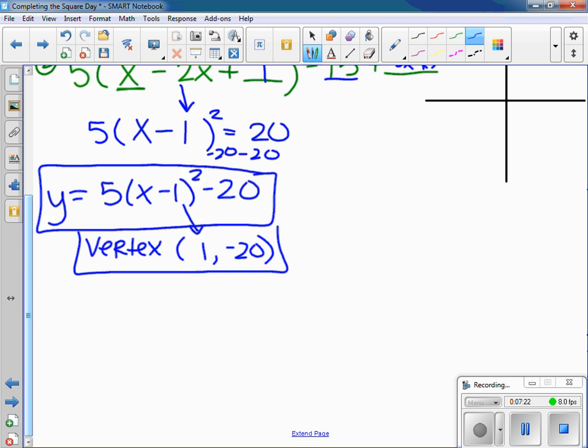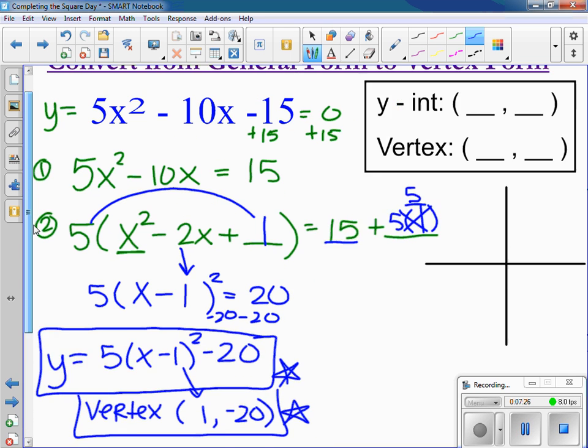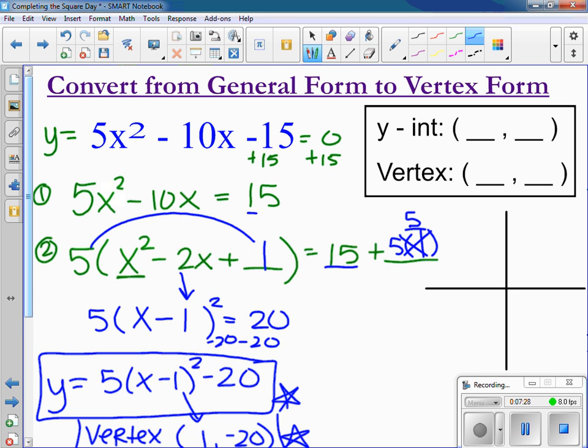So if you got down to that, great. If you didn't, give a couple more a try. Follow the same steps. Write the number on the other side. Factor out the 5. Complete the square by taking half of your middle term and squaring it. And then don't forget on this side you have to add the number you added plus what you have to multiply by the 5.